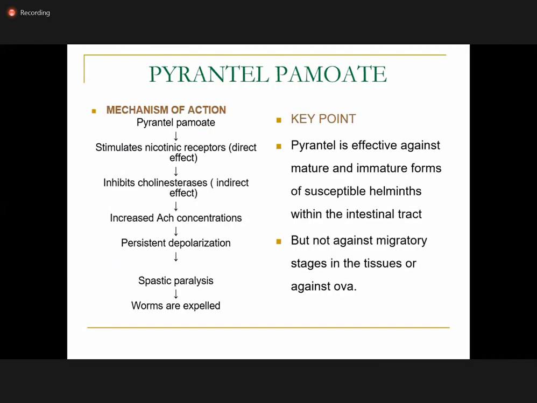Now, pyrantel pamoate. Again, in Pakistan, the most common roundworm or nematode, as I told you in the beginning and am repeating, is Ascaris lumbricoides. And in the initial slide, I mentioned the drug of first choice against Ascaris lumbricoides: either we can give mebendazole or pyrantel pamoate or albendazole, right?